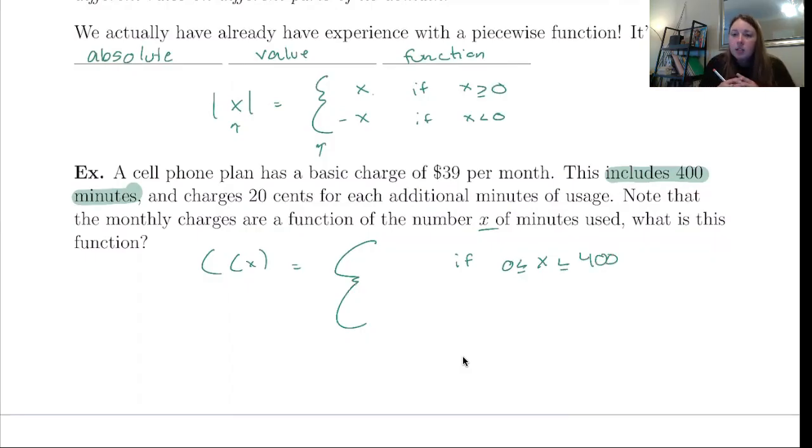This is another thing because it also sets you to realistic values of X. Like if I made this function and I included negative values, it would show up on a graph, but in the real world, that doesn't really make sense. So if X is between 0 and 400, I'm in my allotted amount of minutes. So I'm only going to pay that $39. And when we write functions, we don't include units. So dollars a unit, we won't include that. So we're just going to write 39.